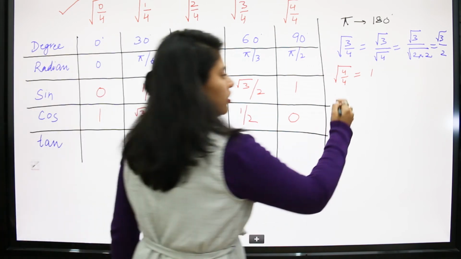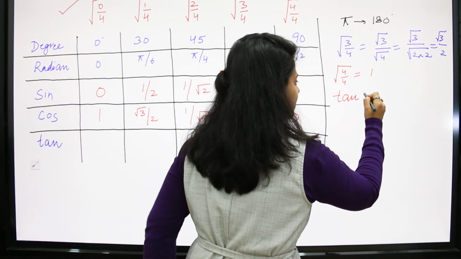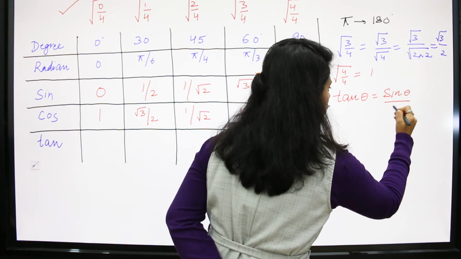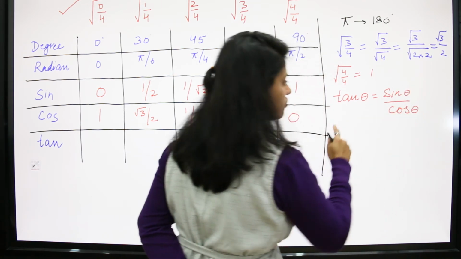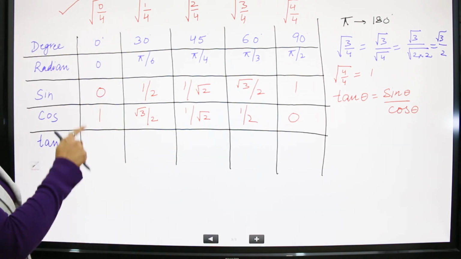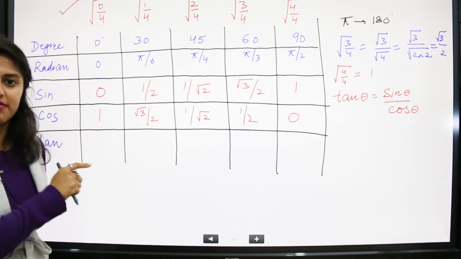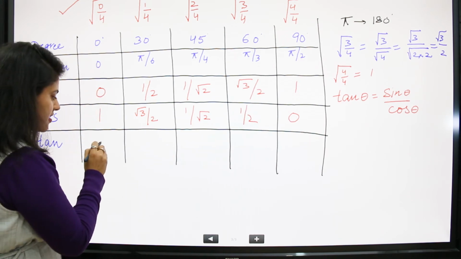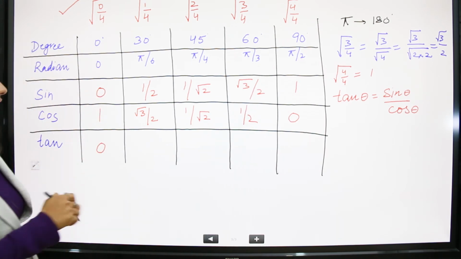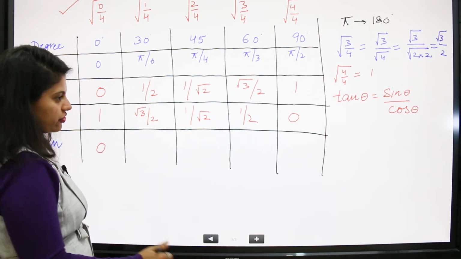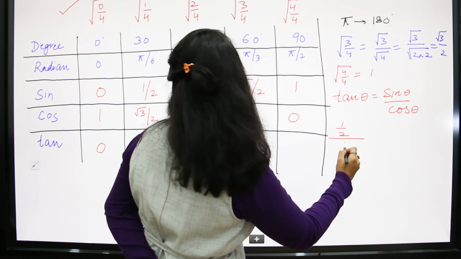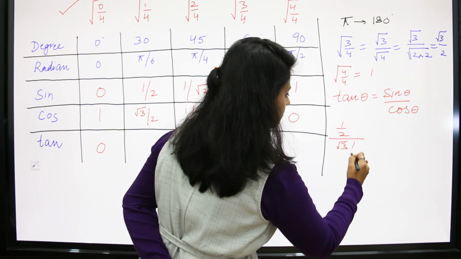Now tan. This thing you already know, that tan theta is equal to sine theta divided by cos theta. So tan is sine over cos. So the same thing I am going to do with the values. So for the 0 degree, 0 over 1 is 0. Okay. 1 by 2 over under root 3 by 2. So it is 1 by 2 divided by under root 3 by 2.